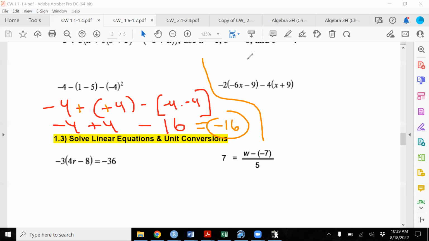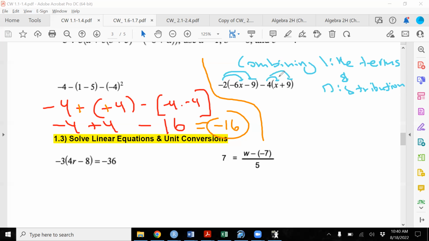This one is like combining like terms. We're going to cover that sometime down the road. But you first distribute. It's combining like terms and distribution, which kind of follows order of operations, because you've got to respect the order of operations when you combine like terms. So if I distribute, what do you get when you distribute? Perfect. So you get 8x minus 18. Outstanding.